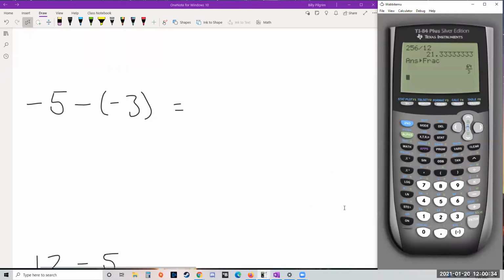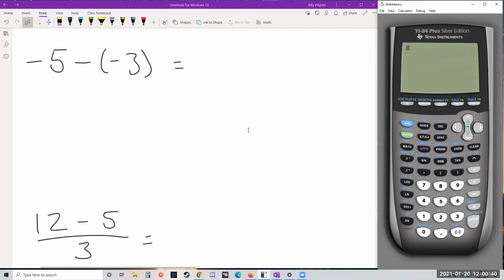Hey, what's up everyone? I want to make this video to show you how to do some basic things on the graphing calculator. We're going to start off with knowing the difference between the negative key and the subtraction key. So if you want to do a computation like -5 minus -3, the calculator has two different buttons, one down here for the negative symbol and one over here for the subtraction operation.